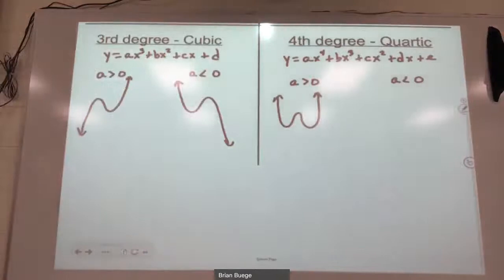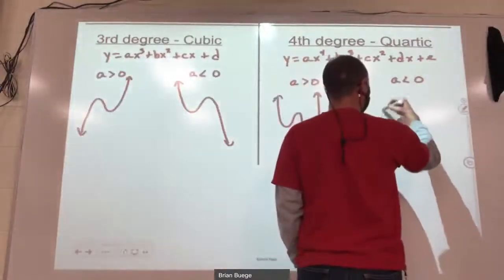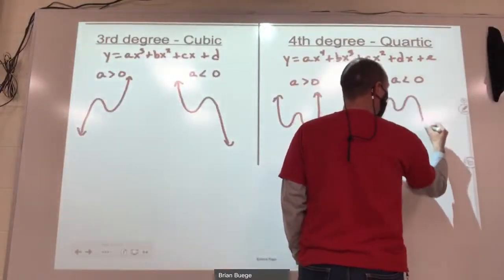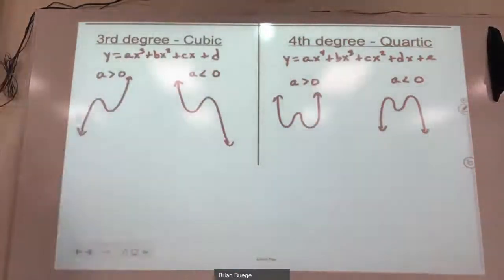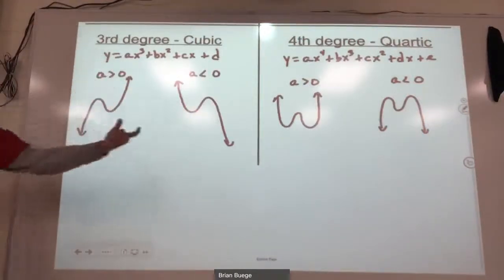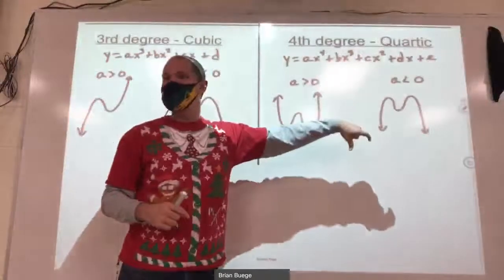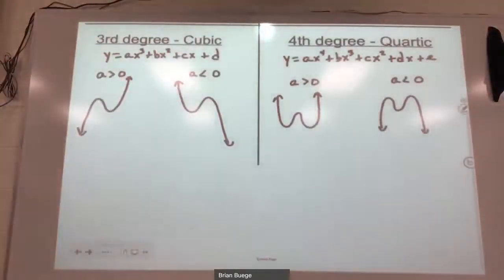It looks like a W. What do you think it looks like if a is negative? Yep, it just flips, just a reflection. It looks like an M instead. So I told you before, a linear and a cubic kind of act the same. Same idea with fourth degree and second degree. This is either opening up versus opening down, just like a parabola. Okay? So even degrees kind of act the same way.